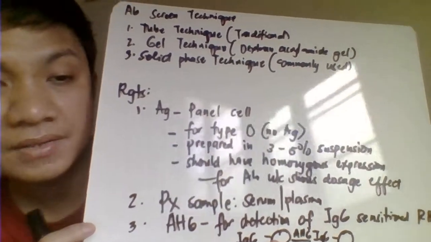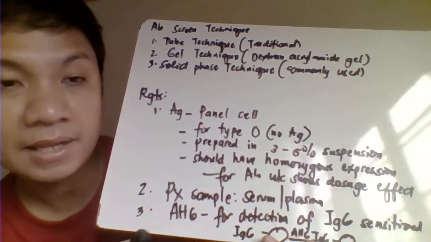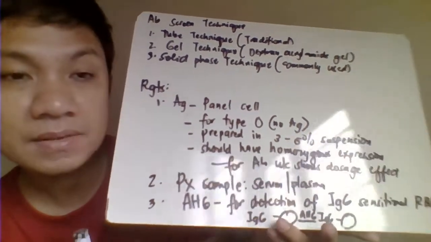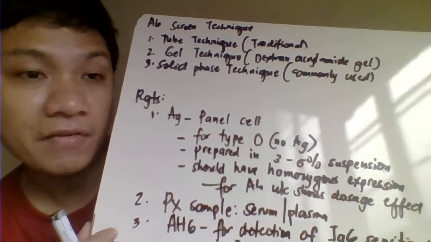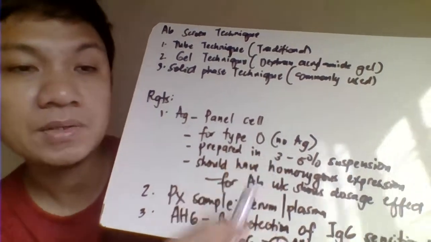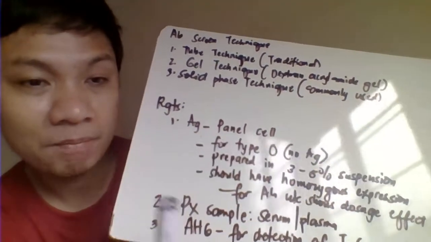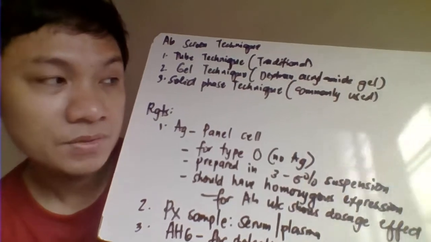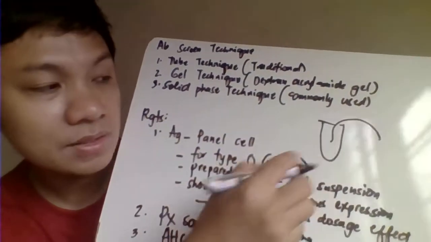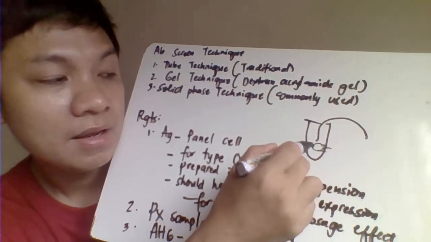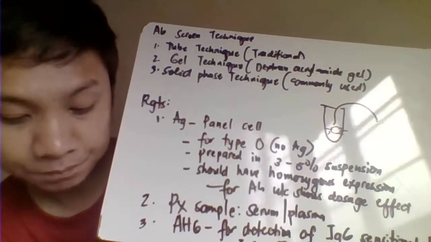Okay, in order for us to perform antibody panel identification, what do we need? Number one, we have your antigen panel cell. Antigen panel cell is a 3 to 5% red cell suspension, and that usually comes from a type O patient. Type O because it has no A or B antigen. But the red cells here have different blood group antigens. It is like a vial, and the antigens on its red cells are known to us.